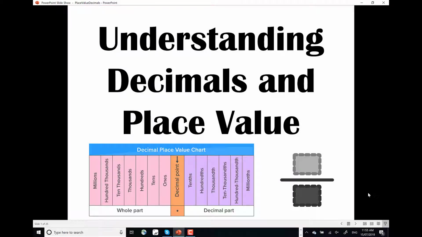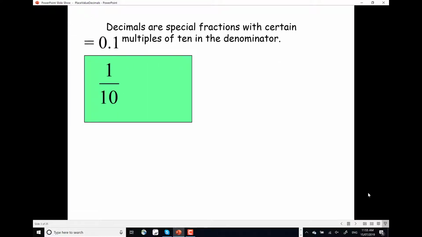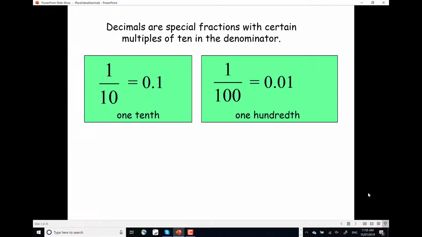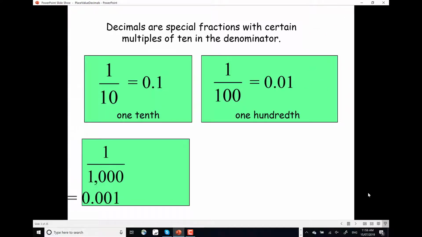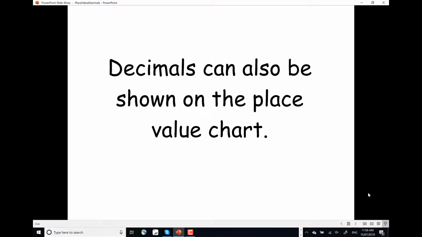Understanding decimals and place value. What is a decimal? A decimal is a part of a whole. Some decimals are special fractions with certain multiples of 10 as the denominator. Here you will see 1/10th written as 0.1, 1/100th written as 0.01, 1/10,000th written as 0.0001. Let's explore this in a little bit more depth.